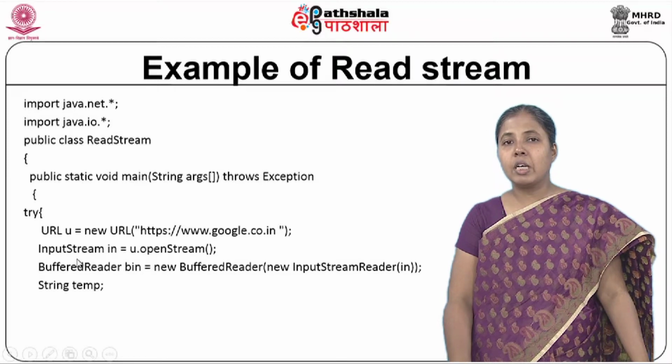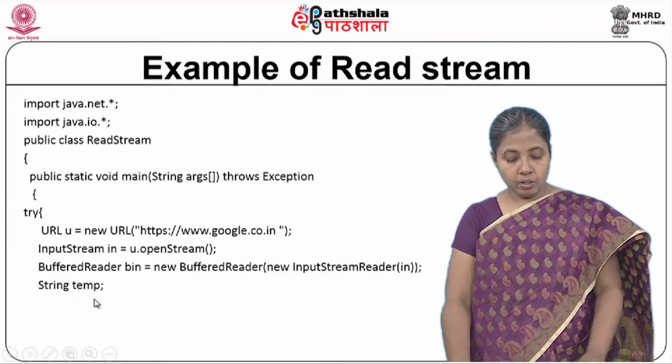This would return an input stream object, as I have told in the previous slide. Now, nest this input stream class with the other stream classes to make a read. What we have done is, IN is the input stream object. This is nested with the input stream reader, which is now nested with the buffered reader. You get a buffered reader object called BIN.